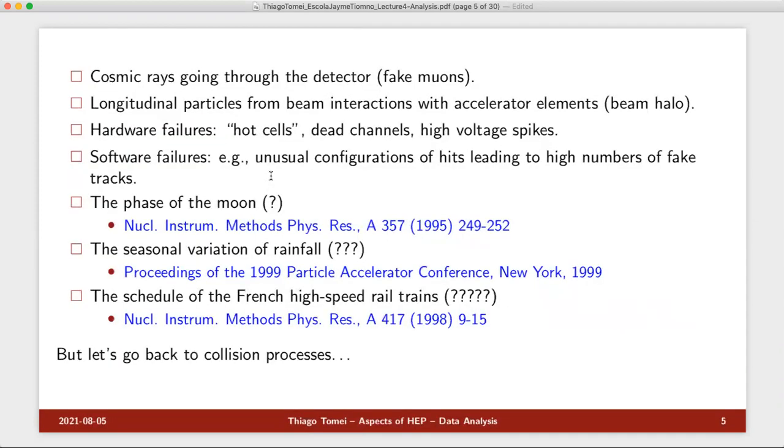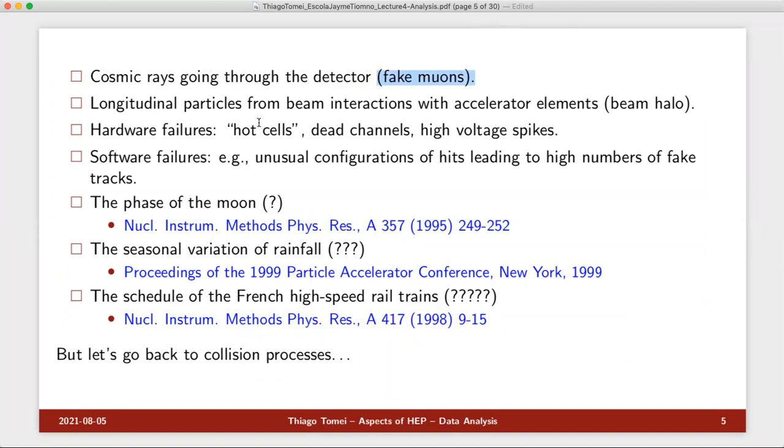I'm going to give you some examples here in slide number 5. So for instance, the detector is on Earth. Earth is showered all the time by cosmic rays. So sometimes cosmic rays go through the detector and they can give rise to fake muons.